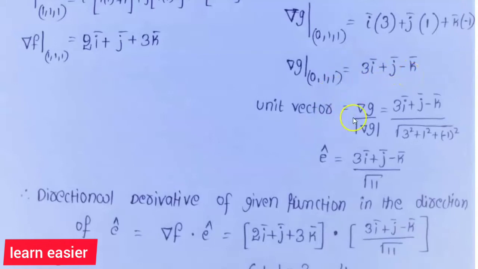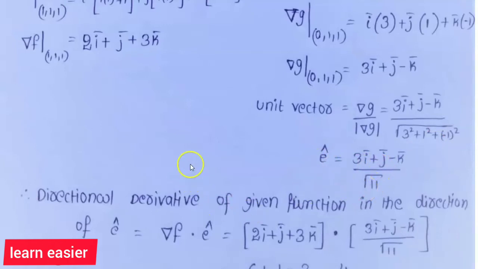Now we have to find out the unit vector. What is the unit vector? The unit vector is del g by mod del g. So del g is 3i bar plus j bar minus k bar, and mod del g means square root of, the coefficient of i bar is 3, so 3 square, the coefficient of j bar is 1, so 1 square, and the coefficient of k bar is minus 1, so minus 1 square. So 3 square is 9, here we have 1, and here we have 1. So 9 plus 1 plus 1 we get 11. So finally the unit vector e cap equals 3i bar plus j bar minus k bar by root 11.